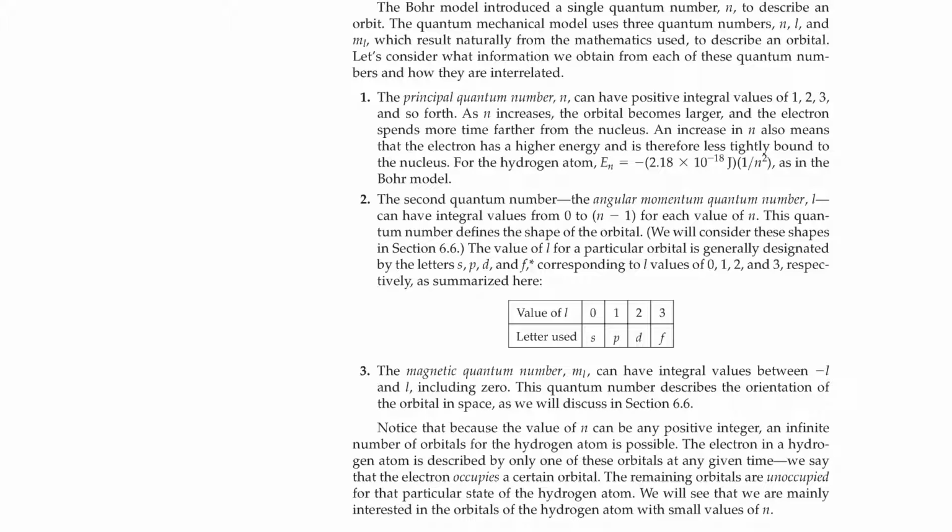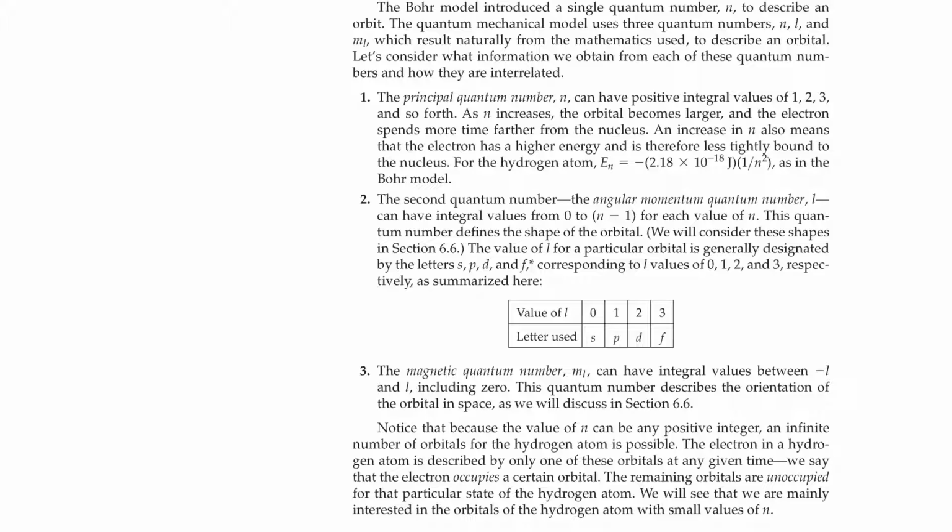Number 1. The principal quantum number, n, can have positive integral values of 1, 2, 3, and so forth. As n increases, the orbital becomes larger and the electron spends more time further from the nucleus.